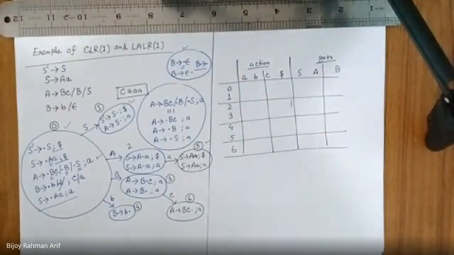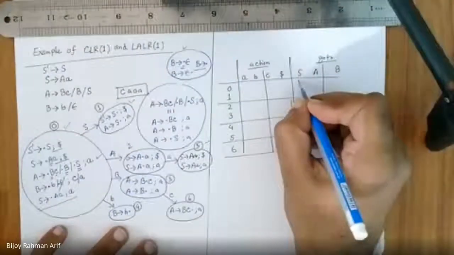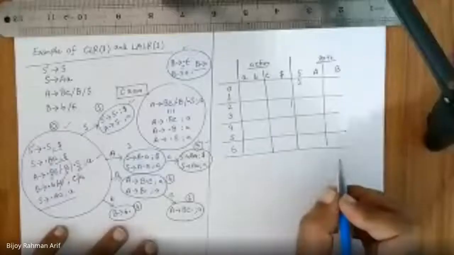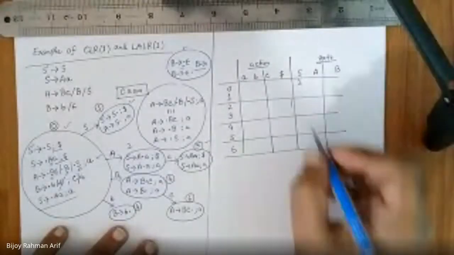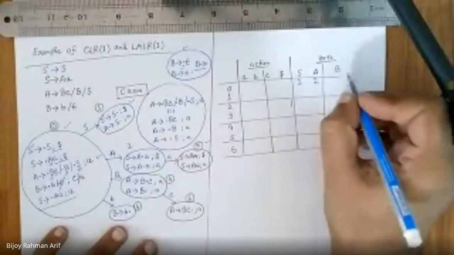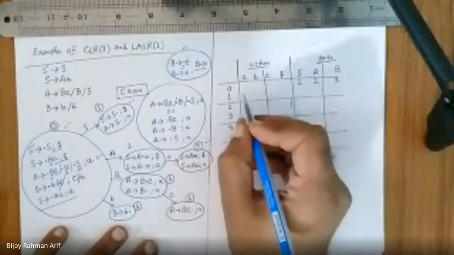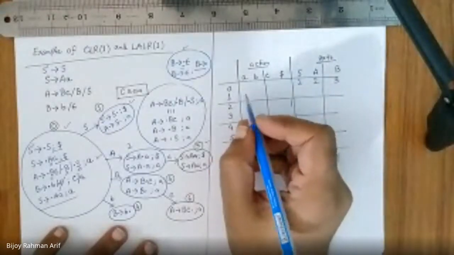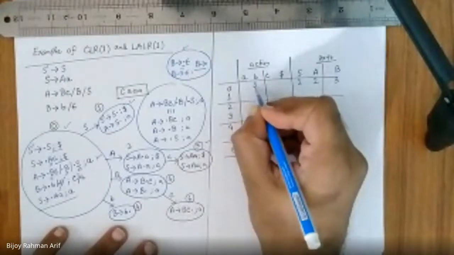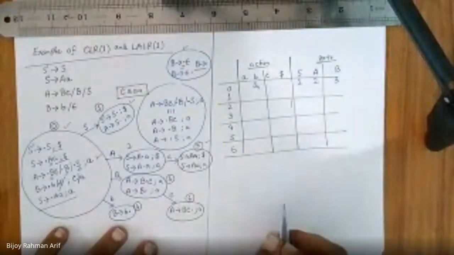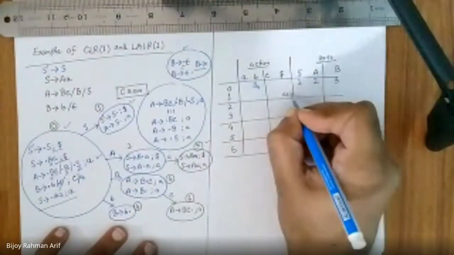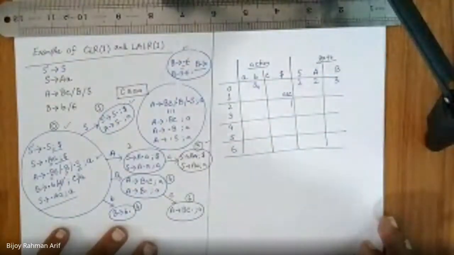So 0 seeing S, where should I go? State 1. 0 seeing A, where should I go? State 2. 0 seeing B, I should go to state 3. 0 on b, shift 4. Now 1 seeing dollar, accepted.